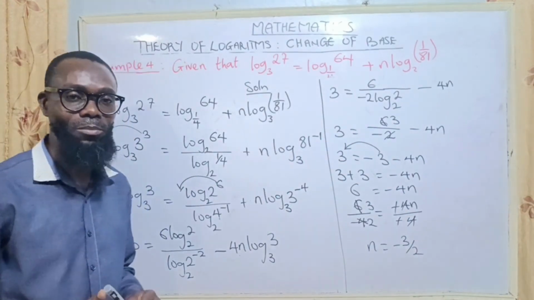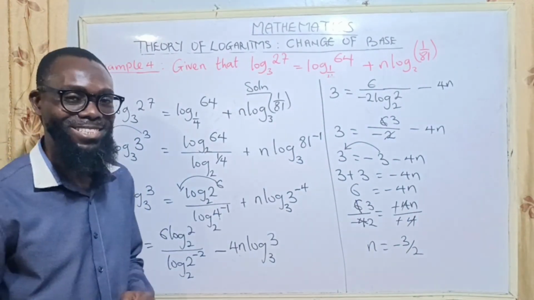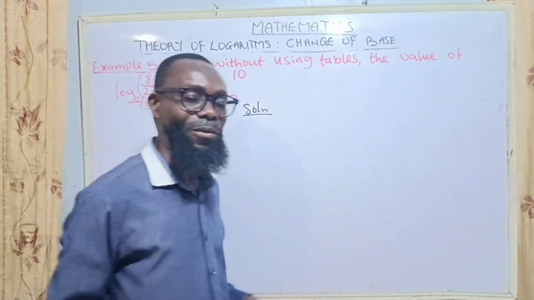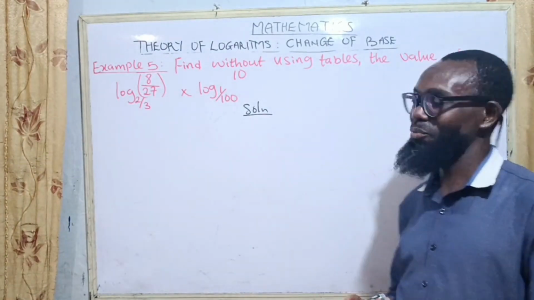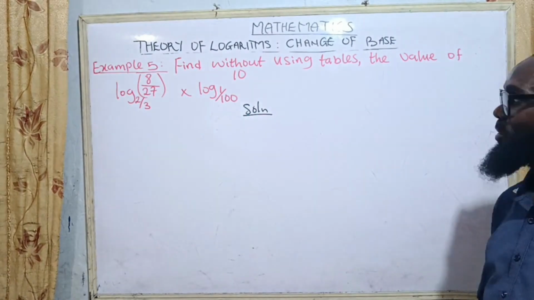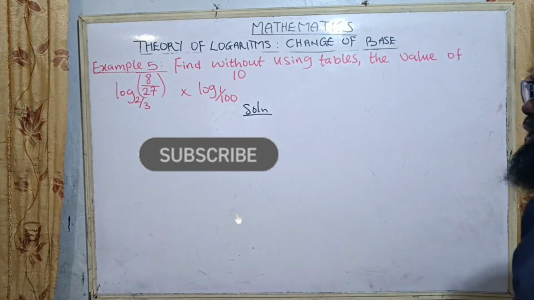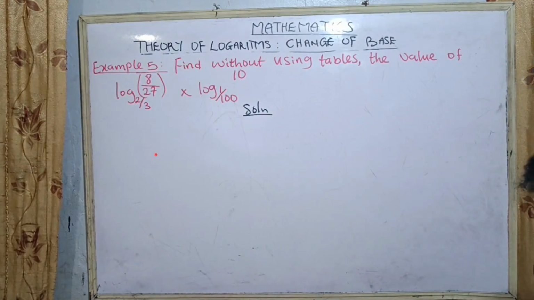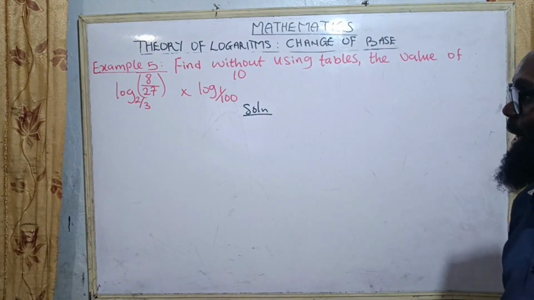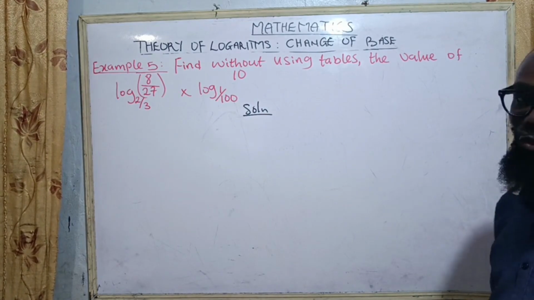So let's take one more example and we'll call it a day. This is going to be our last question for today. Example 5. Find without using tables the value of log 8 over 27 base 2 over 3 multiplied by log 10 base 1 over 100.